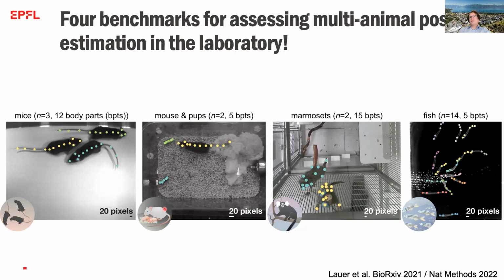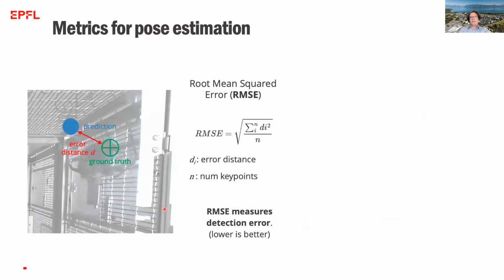And I should also briefly introduce the relevant metrics for assessing pose estimation for multiple animals. As we discussed in the lecture yesterday, one of the key metrics for assessing the accuracy of a pose estimation algorithm is RMSE, which measures the mean square error of the Euclidean distance between the ground truth and the predicted key point, averaged across key points.